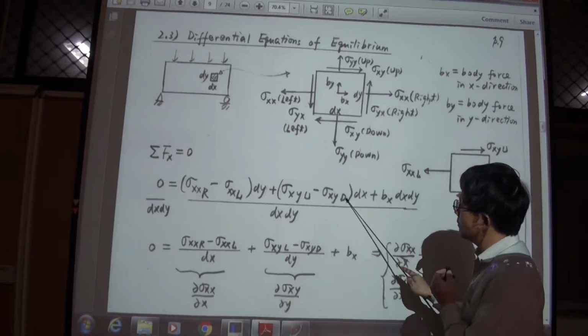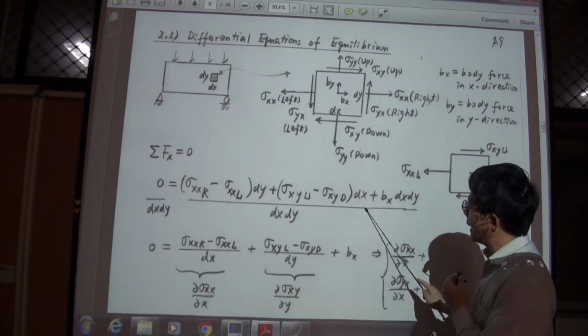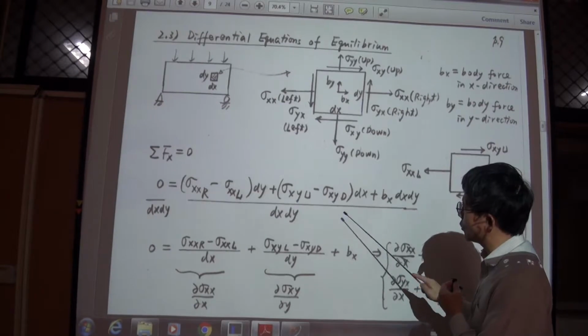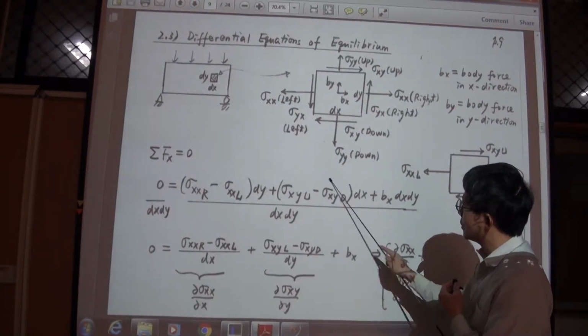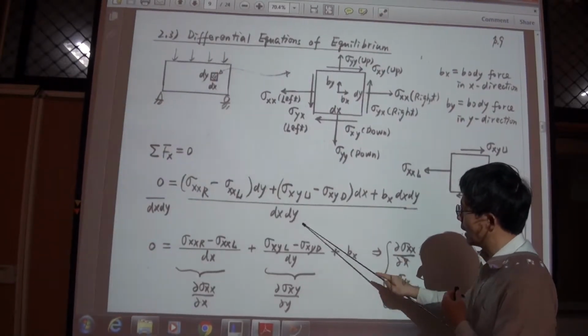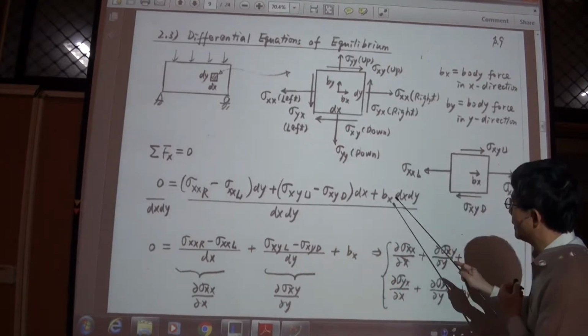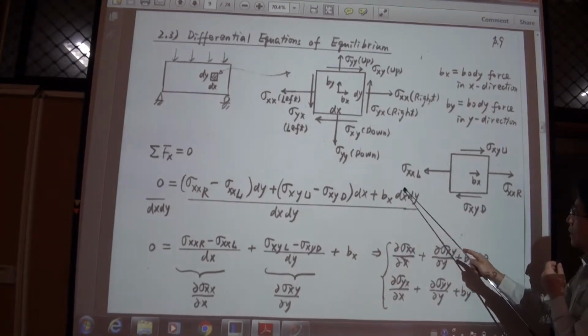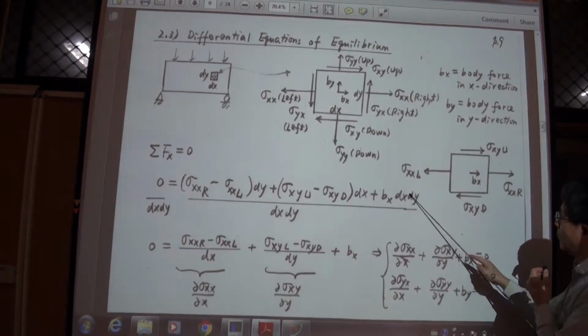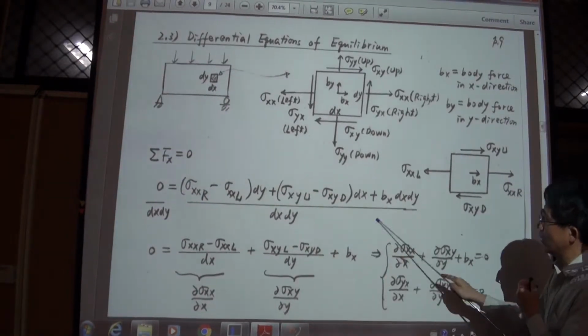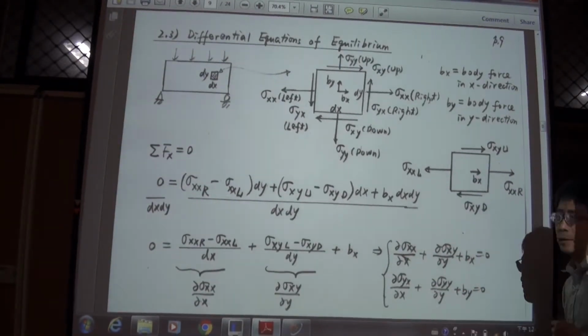And this term, dx will be cancelled out with dx. Also only dy remains. So this one right here, dy right here. And the bx term, dx dy will be cancelled out with dx dy. Okay, so bx, put it here.